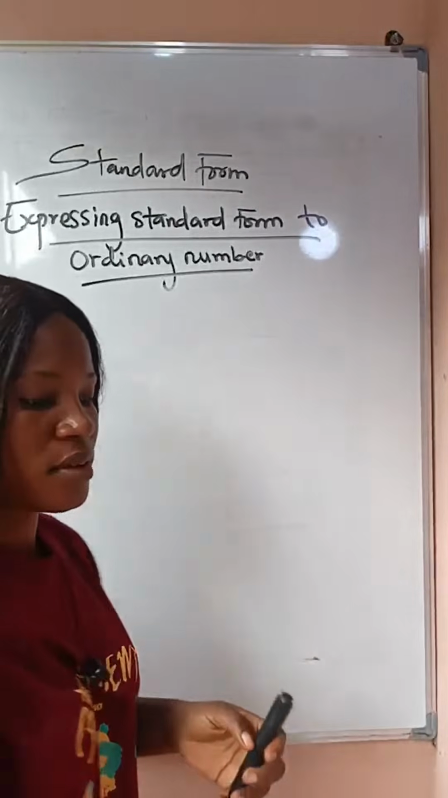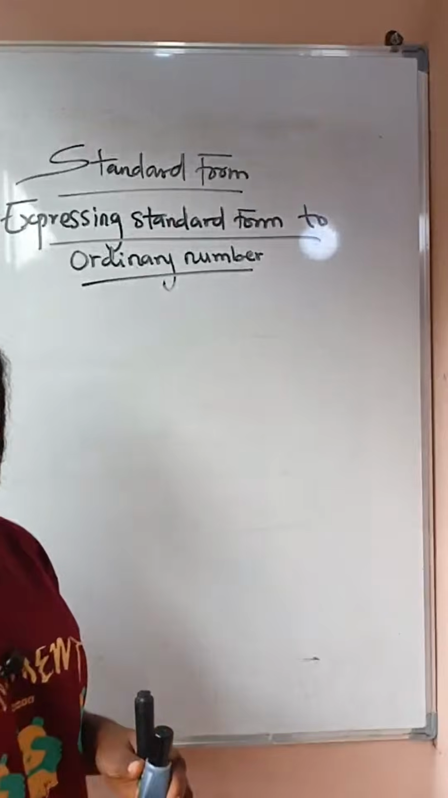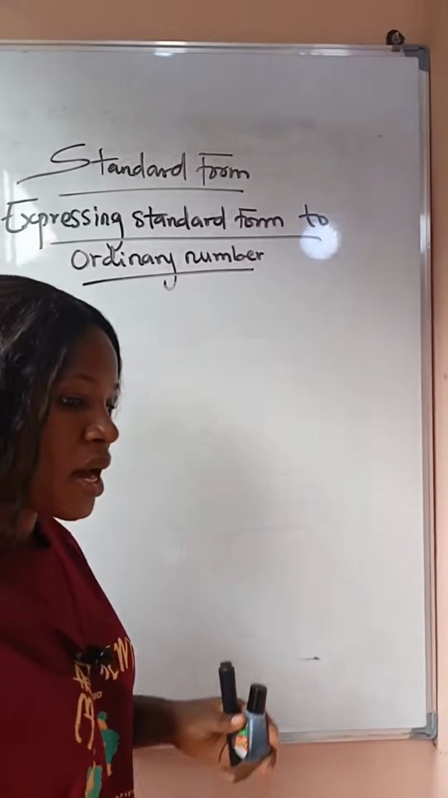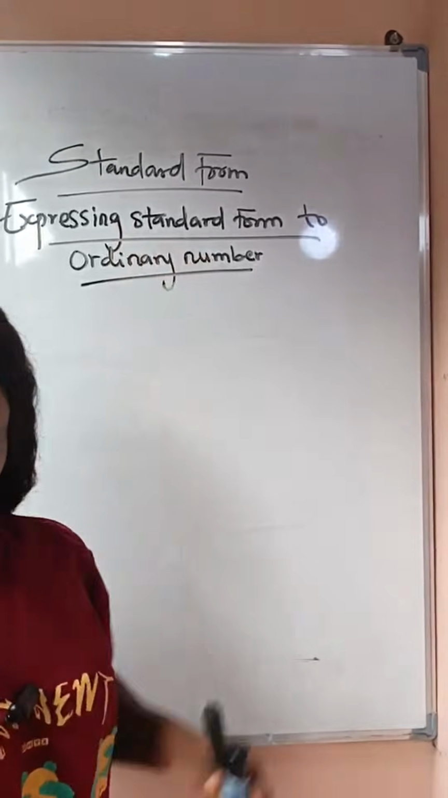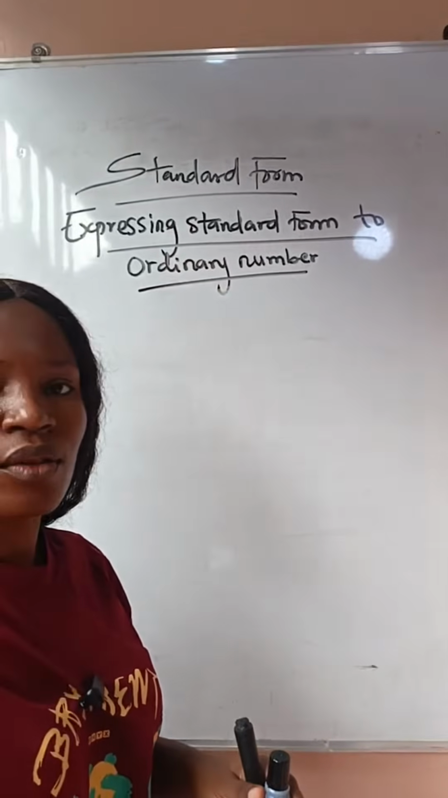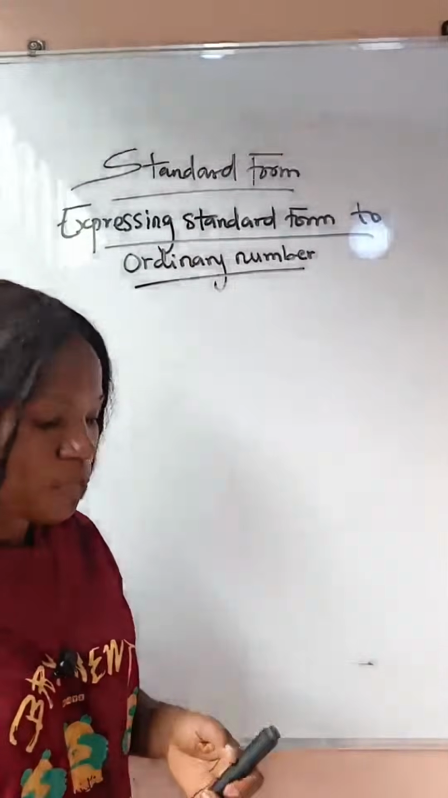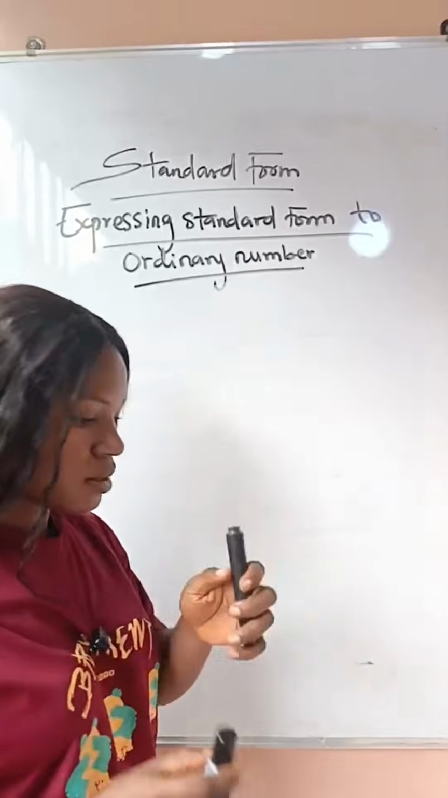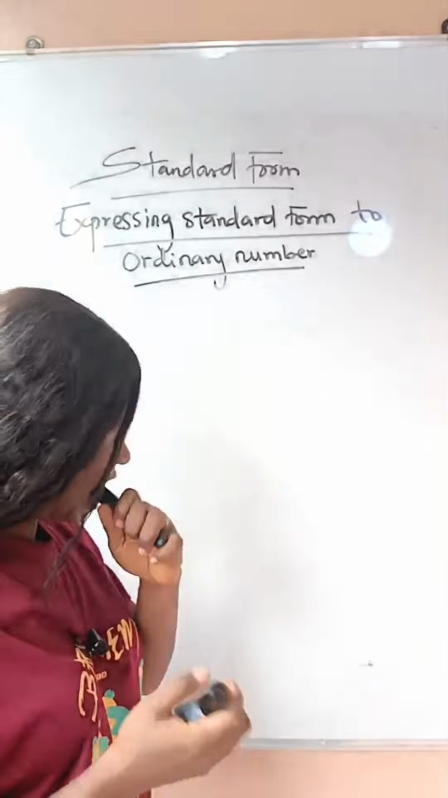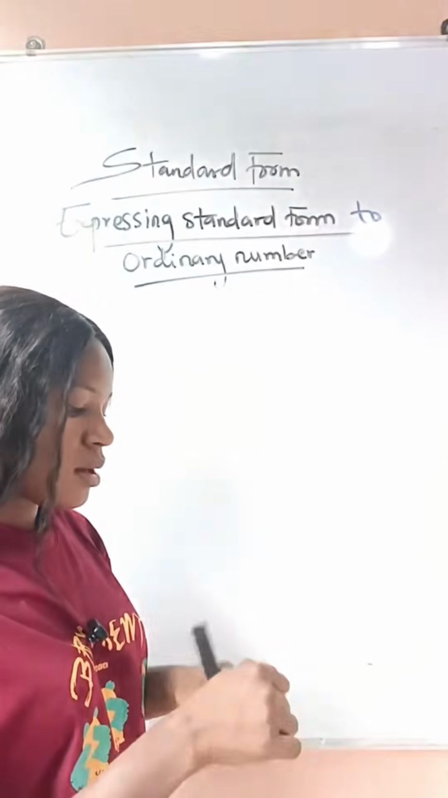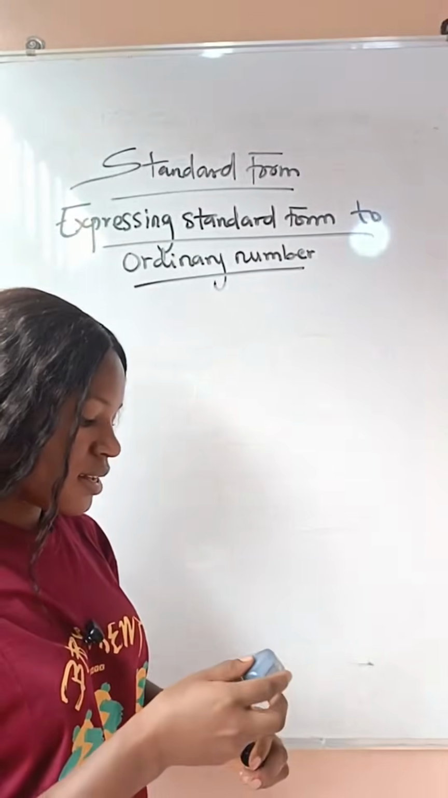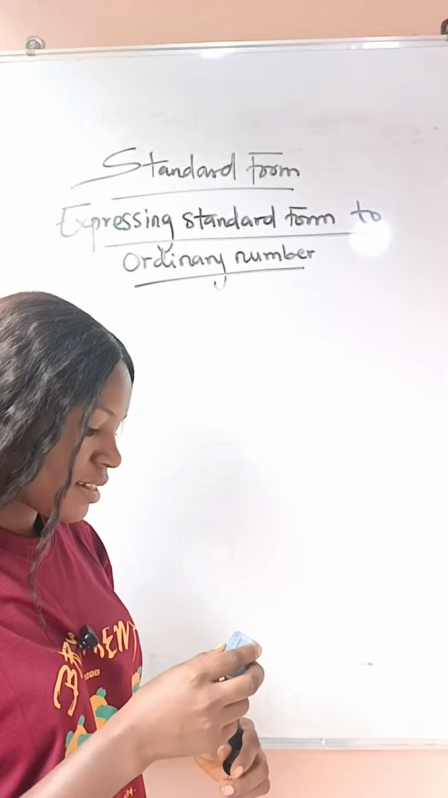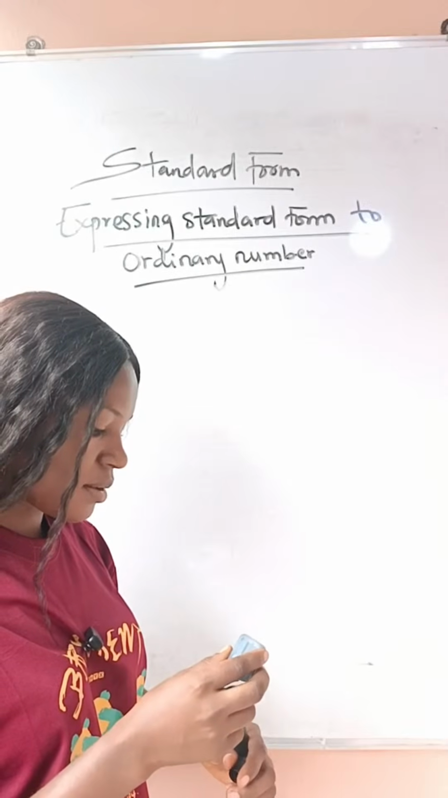It's becoming faint. So we are going to talk about expressing standard form to ordinary number. That is when a number is already in its standard form and you're expected to leave it in ordinary number. Let me fill this ink first, please. So to do that is the easiest question you can answer.